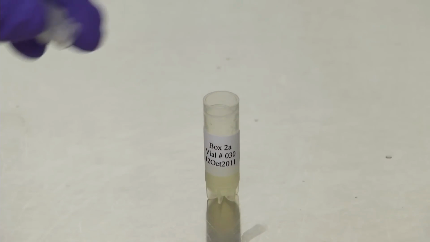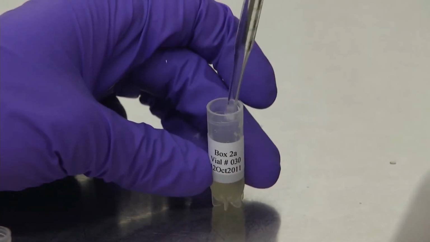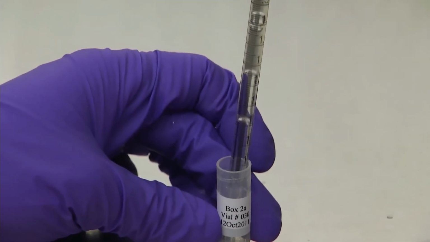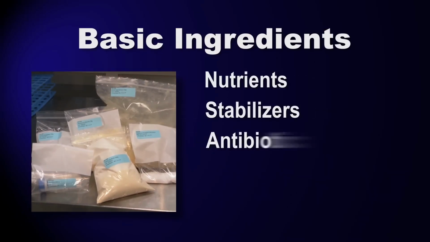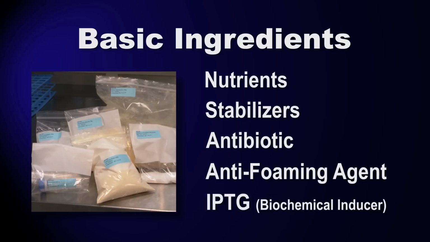Our materials for this process will include a bacteria seed stock, in this case E. coli, that has been genetically enhanced to produce GFP. The basic ingredients for a compatible media, which include nutrients, stabilizers, an antibiotic, and an anti-foaming agent, and IPTG, which is the biochemical inducer that switches on the GFP gene.